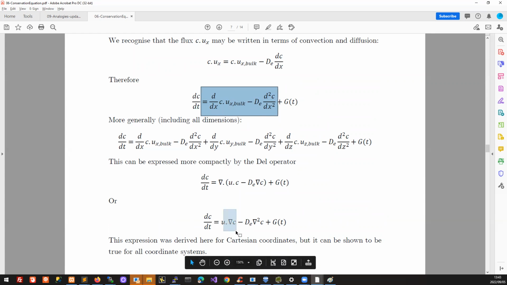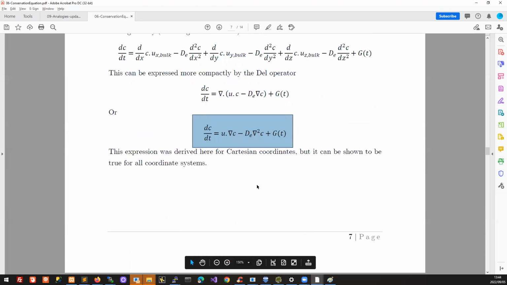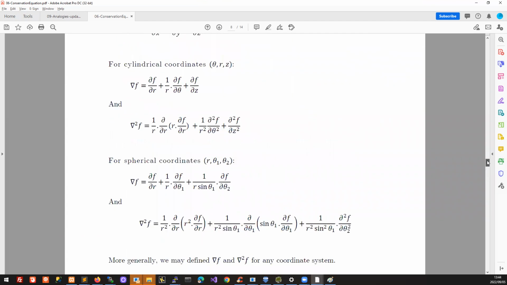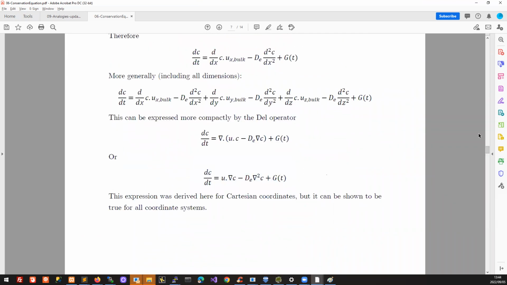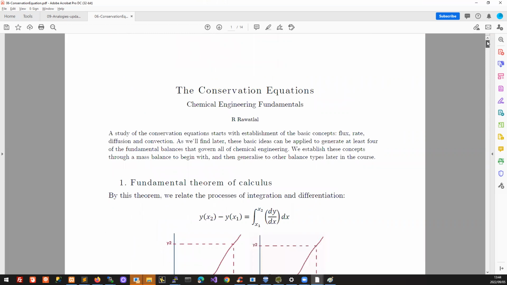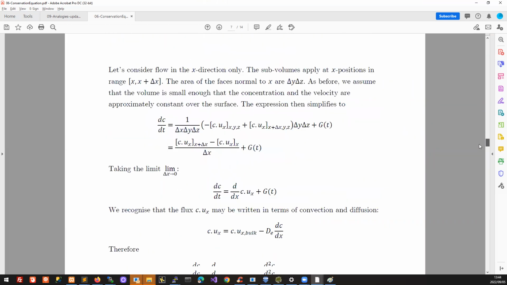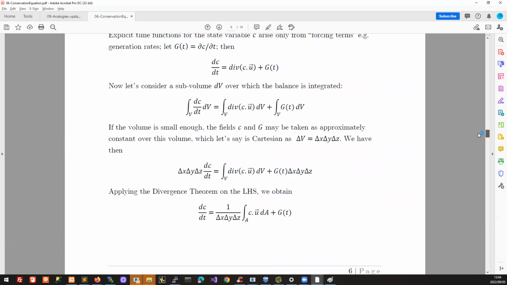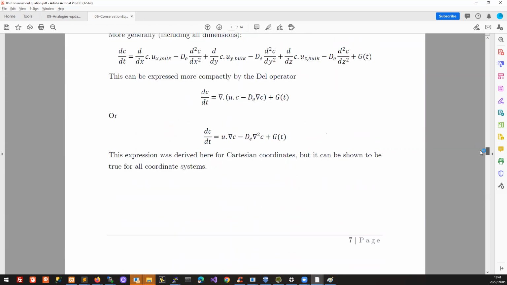So now we've got this Del operator, which lets us consider changes in all dimensions. So now we have a nice compact form of the equation that we are familiar with. And that's basically what the section is about. With conservation equations, we can start to see an alternate way of developing the equations that we are familiar with.